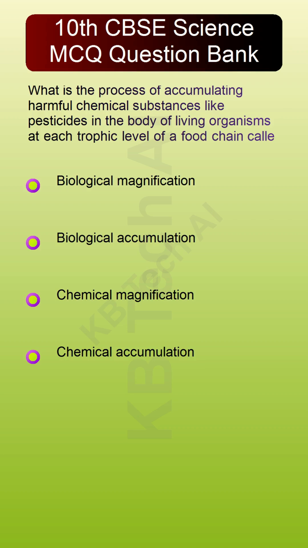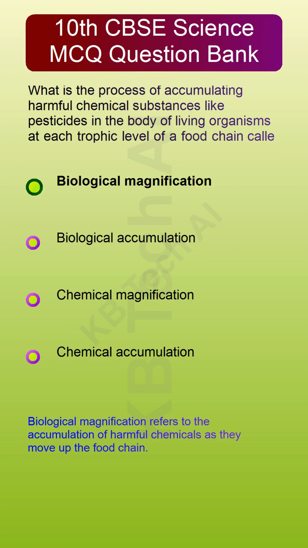What is the process of accumulating harmful chemical substances like pesticides in the body of living organisms at each trophic level of a food chain called? Option 1, biological magnification, option 2, biological accumulation, option 3, chemical magnification, option 4, chemical accumulation. The answer is, option 1, biological magnification.